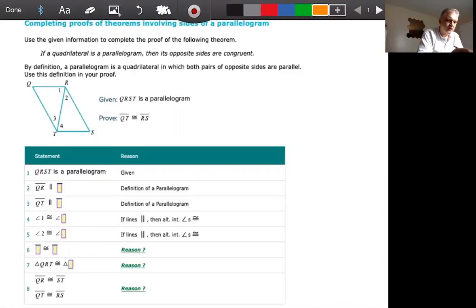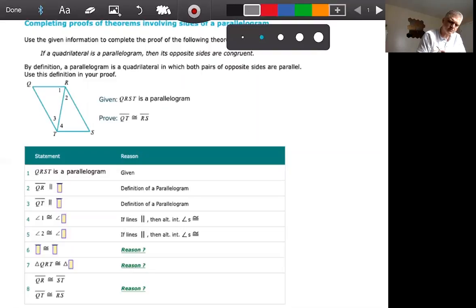Here we go. We're going to start with a topic that just incorporates proofs that we did in Unit 3 and takes it maybe a step or two further and incorporates parallelograms into those proofs. We did triangles in Unit 3, so let's take a peek at filling in some blanks for a proof that involves parallelograms.